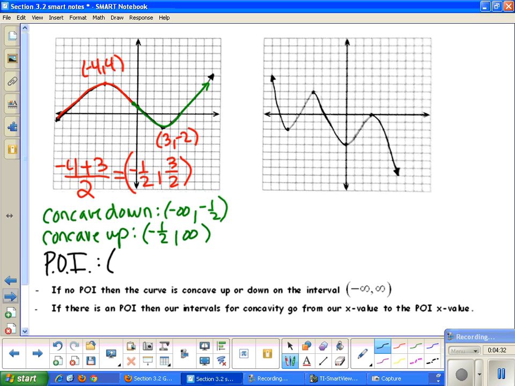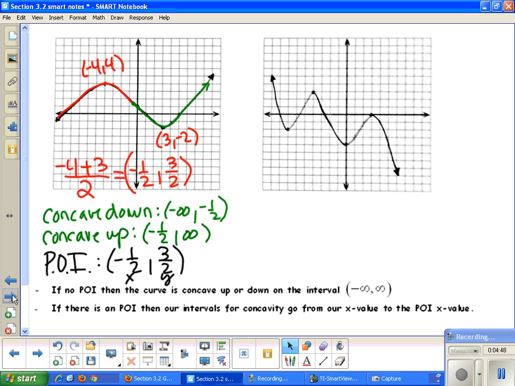So my point of inflection is -1/2 comma 3/2, and again notice that it's a point of inflection, so I'm using an x and a y value. I don't just do some kind of interval. Now let's look at the next one.